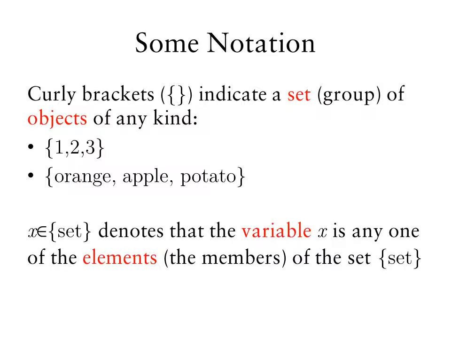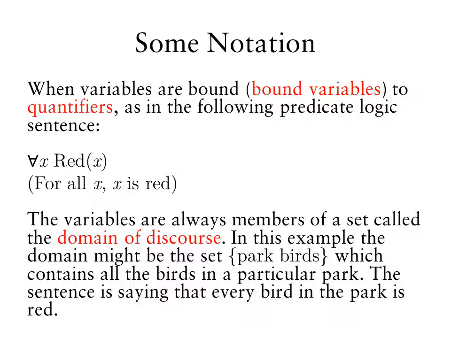Sometimes I want to talk about the things inside of a set. To talk about those, what you do is you pick out a variable that refers only to the objects in that set. A variable is just something that you can substitute with whatever set it's a member of. So if x is a member of the set of numbers, then I can replace x with any number, 2, 3, 4, whatever. When variables are bound, they're called bound variables, and they're bound to things called quantifiers.